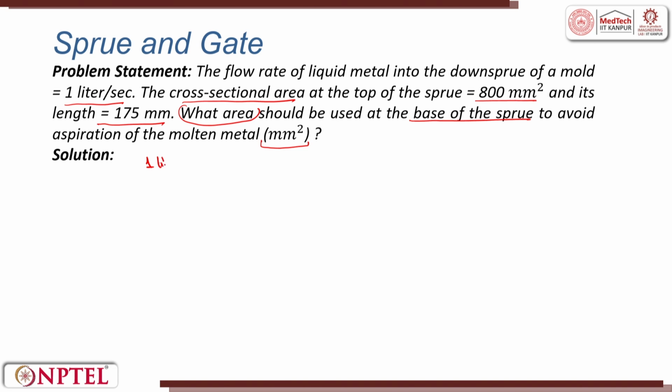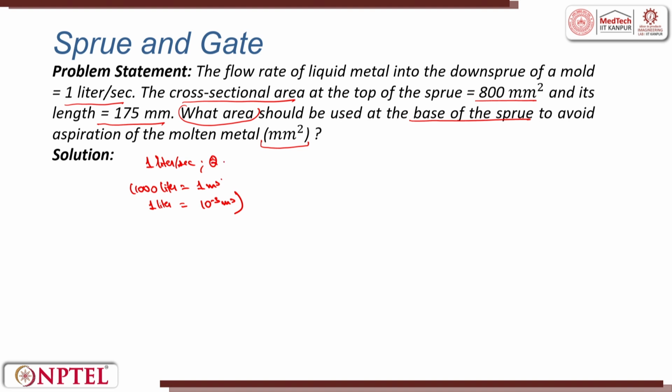1 liter per second. Now, we know that 1000 liter is equal to 1 meter cube. Let me put it in a way here, 1000 liter is equal to 1 meter cube, which means 1 liter is equal to 10 raised to power minus 3 meter cube. Fine. Now, the flow rate here is 1 liter per second. This is our Q.